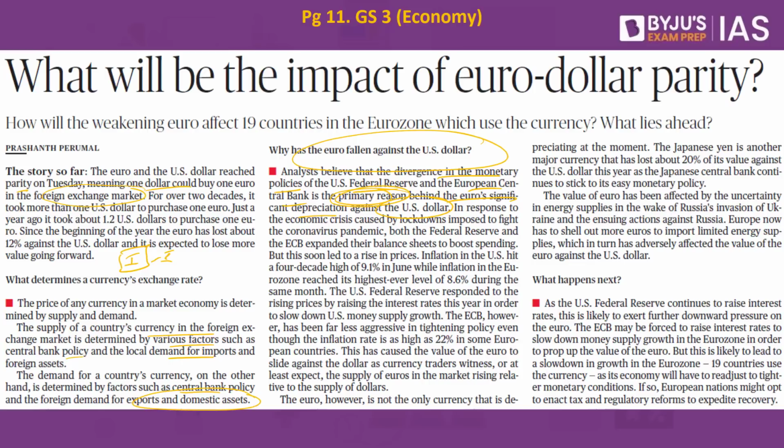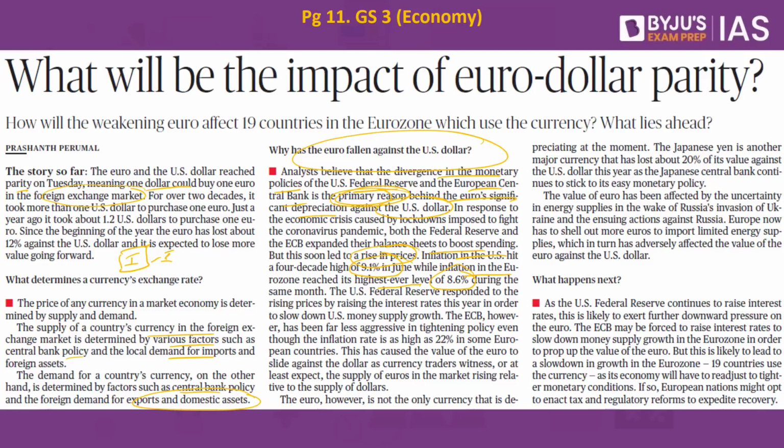During this period, the monetary policy decided by the central banks of these countries as well as the European Commission were totally different. The Federal Reserve and ECB did expand their balance sheets to boost spending, but this soon led to a rise in prices. Inflation in the US hit a 4-decade high of about 9.1% in June, while inflation in the Eurozone reached its highest ever of 8.6% during the same month.